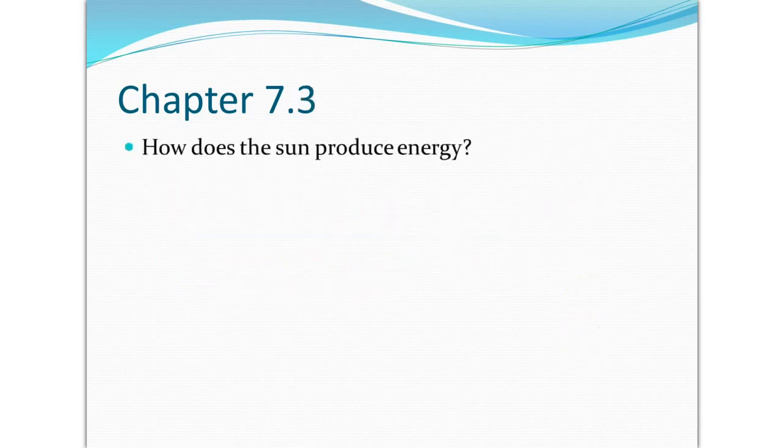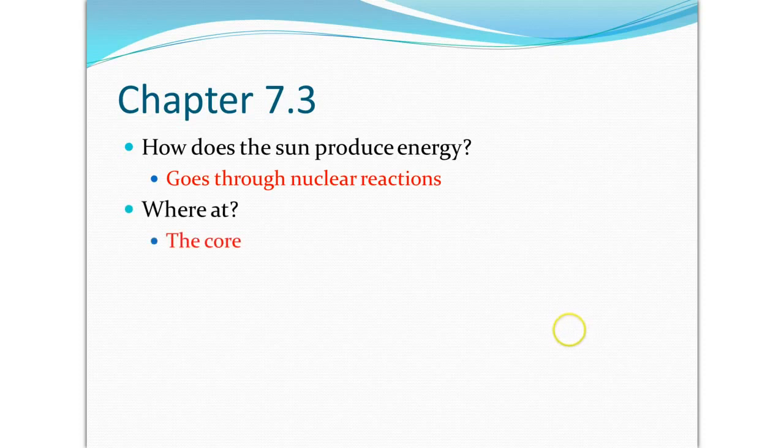Section 3 in Chapter 7, how does the sun produce energy? So getting a little more current here. It goes through nuclear reactions. Where does this take place? It's at the core.